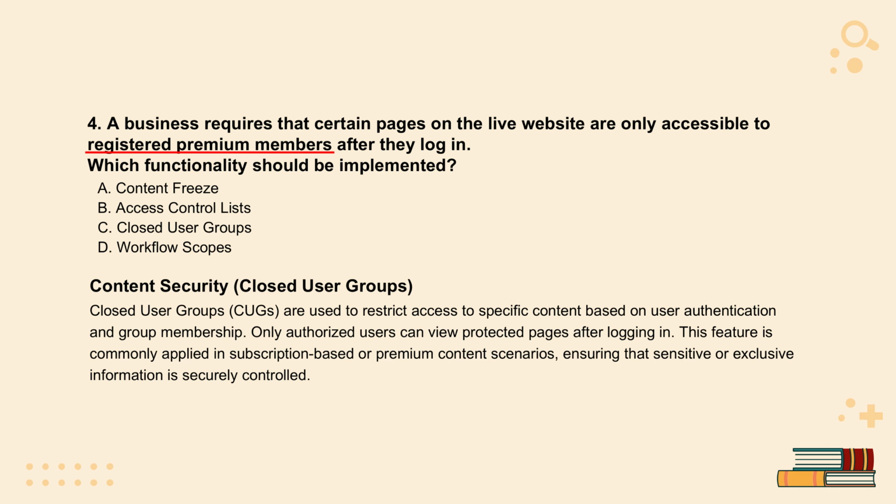For that, you use option C, closed user groups, or CUGs. This feature is specifically designed to restrict published content based on authenticated end user profiles. It is the standard architectural choice for gated content, like paywalls or premium subscription areas. And option A, content freeze, is what? Just for locking content versions before a big launch, so it's entirely irrelevant here.